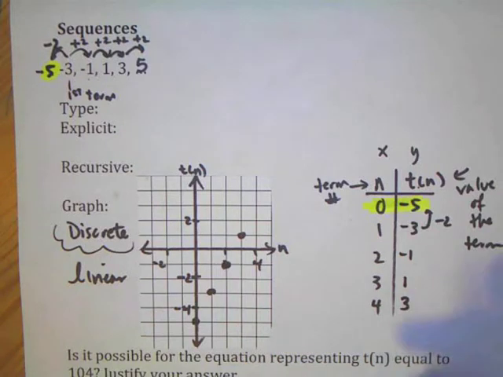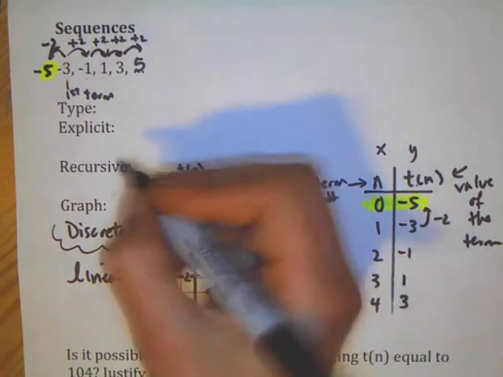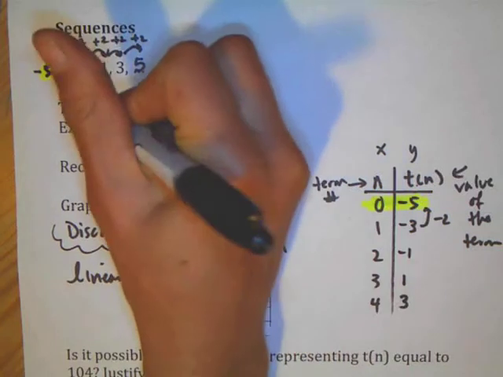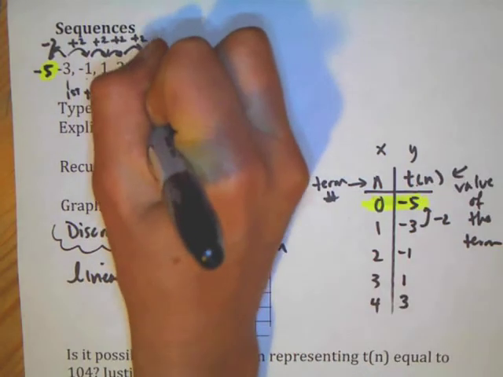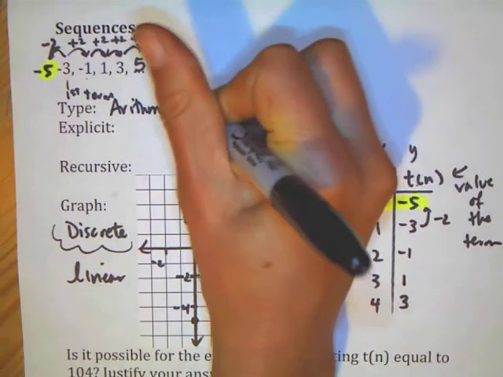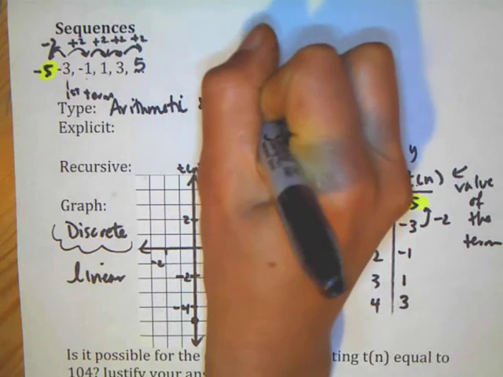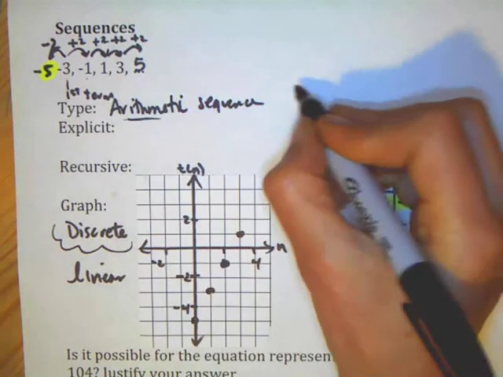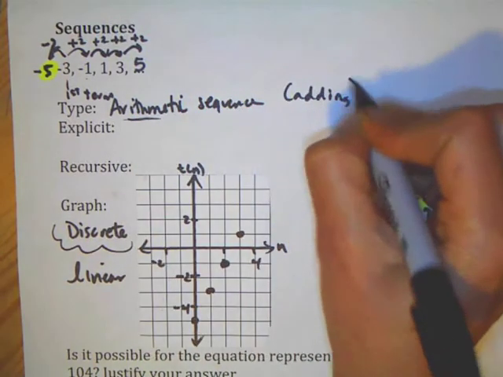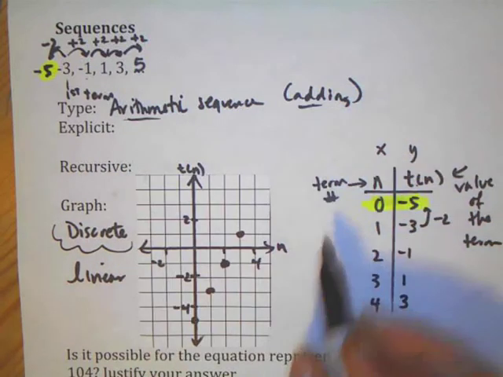Now, what are these different parts? How do they help us? First off, we want to identify the type of graph. This is called an arithmetic sequence. Arithmetic means we're adding, so we're adding to get from one term to the next.